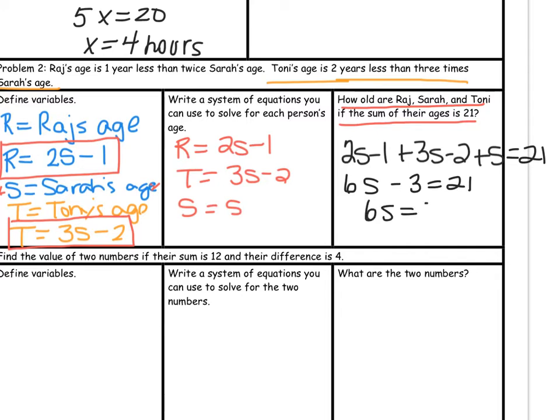6s equals 24. So divide by 6 on each side, and Sarah's age is 4, which means that Raj's age is 2 times Sarah's age minus 1, so Raj is 7, and Tony is 3 times Sarah's age minus 2, so Tony is 10.